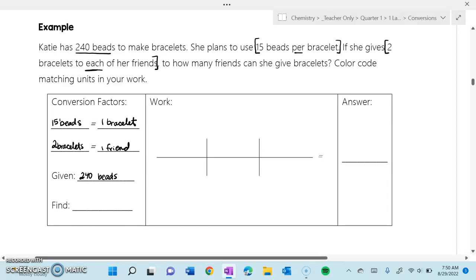And the find is usually written as a question, or it might say find so-and-so. How many friends can she give bracelets to? There's our find. How many friends?